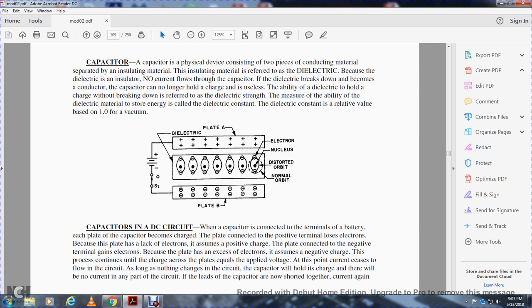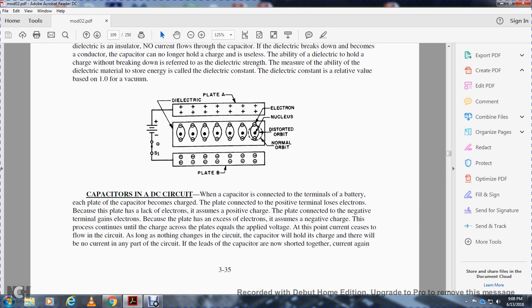When a capacitor is connected to the terminals of a battery, each plate of the capacitor becomes charged. The plate connected to the positive terminal loses electrons, and because of the lack of electrons assumes a positive charge. The plate connected to the negative terminal gains electrons, and because of the excess of electrons assumes a negative charge. This process continues until the charge across the plates equals the applied voltage. At that point current ceases to flow in the circuit. As long as nothing is changed in the circuit, the capacitor will hold the charge, with no current in any part of the circuit.